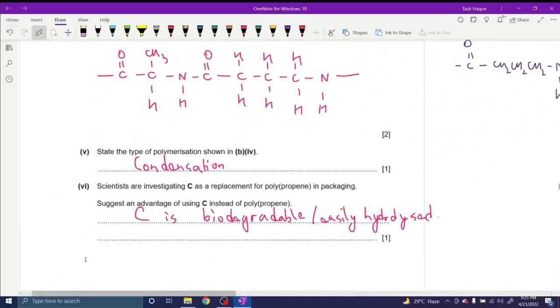So what is the type of polymerization shown? This is obviously condensation polymerization, right? And scientists are investigating C as a replacement for polypropylene in packaging. Why? We know that addition polymers are not usually biodegradable, but C is. It can easily be hydrolyzed. That's why we're doing so much research.